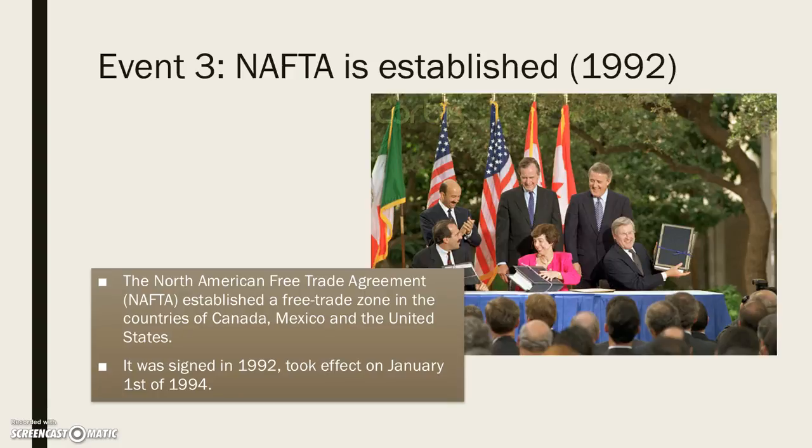Event number 3, NAFTA is established in 1992. NAFTA stands for North American Free Trade Agreement. It establishes a free trade zone in the countries of Canada, the United States, and Mexico. It took effect on January 1st of 1994.